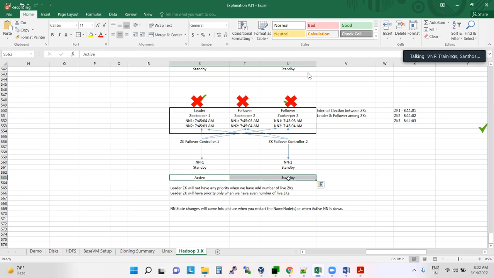Sir, I have a doubt. What if three zookeepers start at the same time and suddenly one of the zookeepers fails? How to decide who is leader, who is follower? So when three zookeepers are starting, see, starting is different. Starting is a one-time activity. Sending heartbeat is different. Sending heartbeat can be every 3 seconds, right?